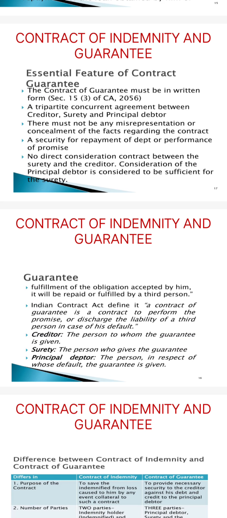Essential features of contract of guarantee. The first essential feature is the contract of guarantee must be in written form, Section 126 of the Contract Act. A concurrent agreement between creditor, surety, and principal debtor. There must not be any misrepresentation or concealment of the facts regarding the contract.